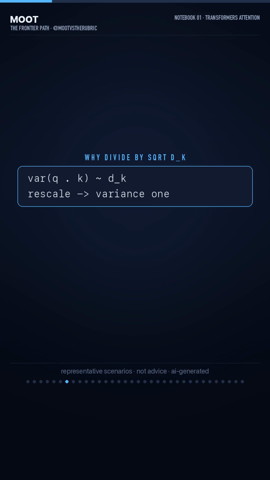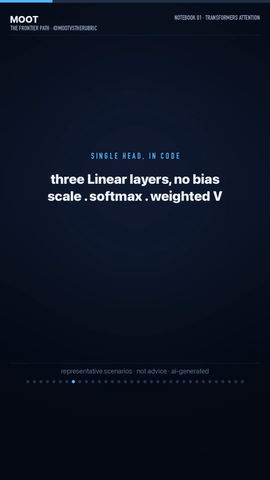The single-head attention class is small and worth memorizing. It holds 3 bias-free linear layers for the query, key, and value projections. In the forward pass, it projects the input into all 3, computes the scaled dot product scores, applies the softmax to get weights, and multiplies by the values. It returns both the output and the weights, because those weights are what we will visualize later. That is the entire scaled dot product attention, 4 operations wrapped around 3 matrices, and the shapes flow cleanly from input to output.